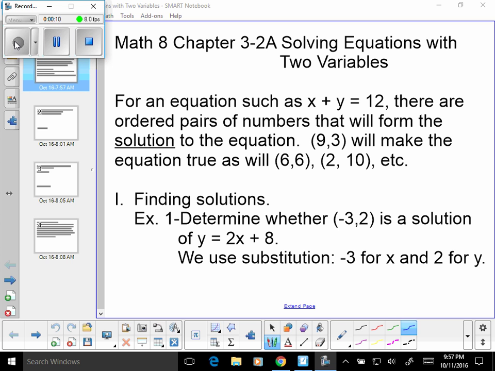For an equation such as x plus y equals 12, there are ordered pairs of numbers that will form the solution to the equation. For example, the point (9, 3) will make the equation true, so will (6, 6), (2, 10), etc. You could also go 4 and 8, 8 and 4, 3 and 9, 5 and 7, 7 and 5.